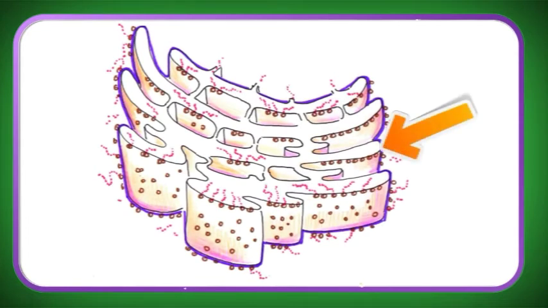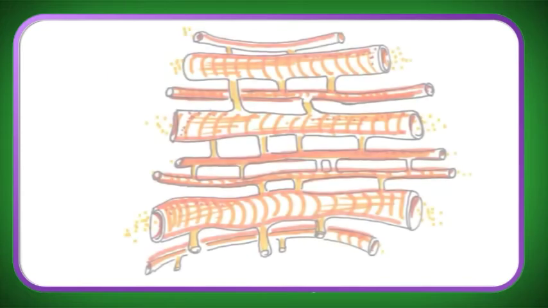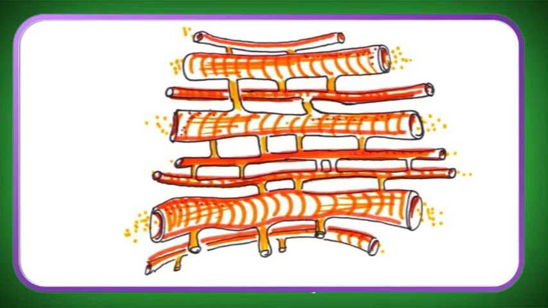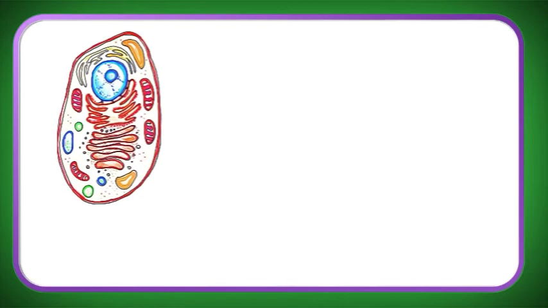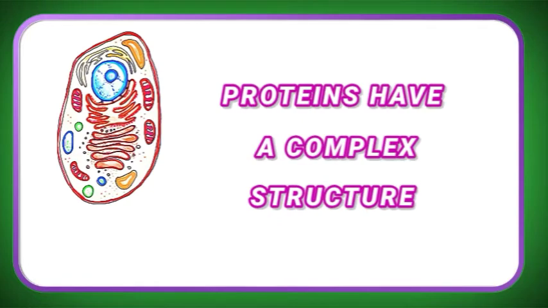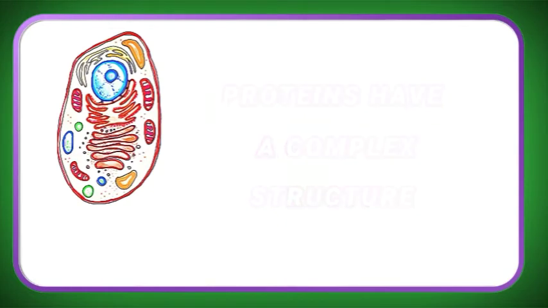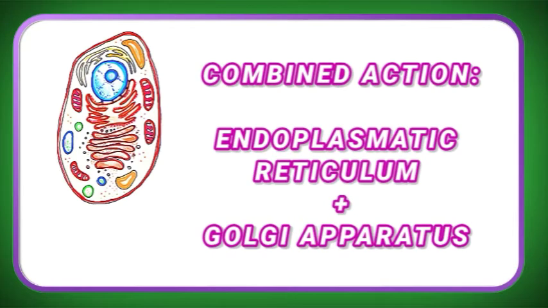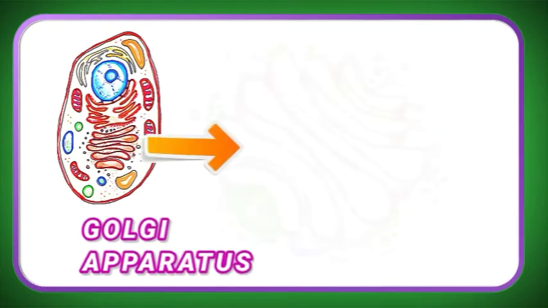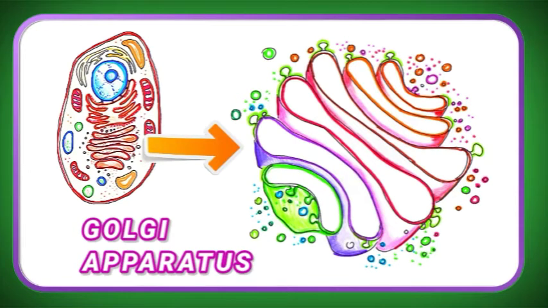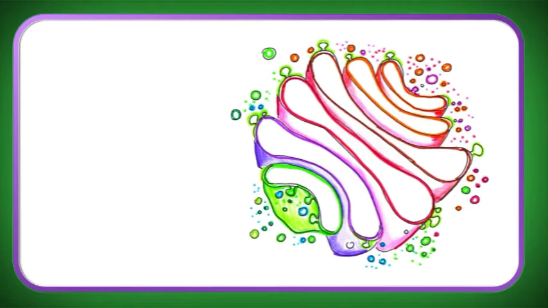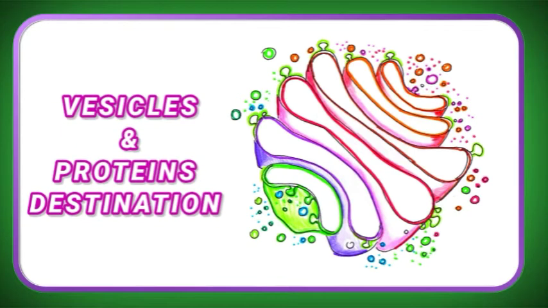The rough endoplasmic reticulum gets its name from its aspect, due to the presence on its surface of numerous ribosomes. The smooth endoplasmic reticulum instead lacks ribosomes. It has tubular structures. Because of their complex structure, proteins, after having been processed by the endoplasmic reticulum, still need further modification in the Golgi apparatus. From here, they are also packed into vesicles and sent to their destination inside or outside the cell.